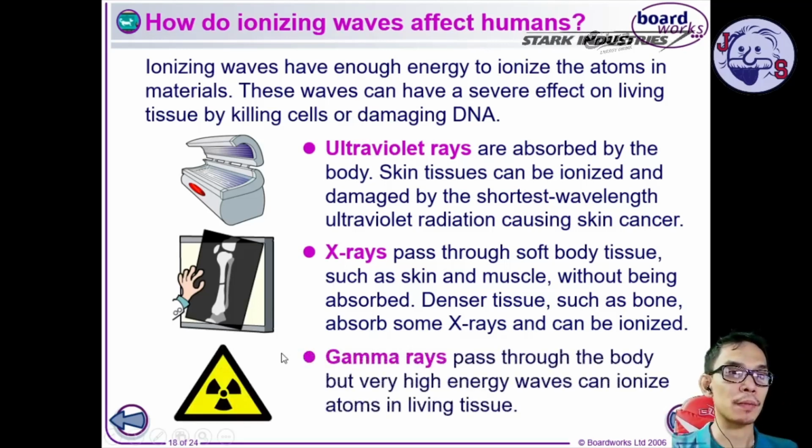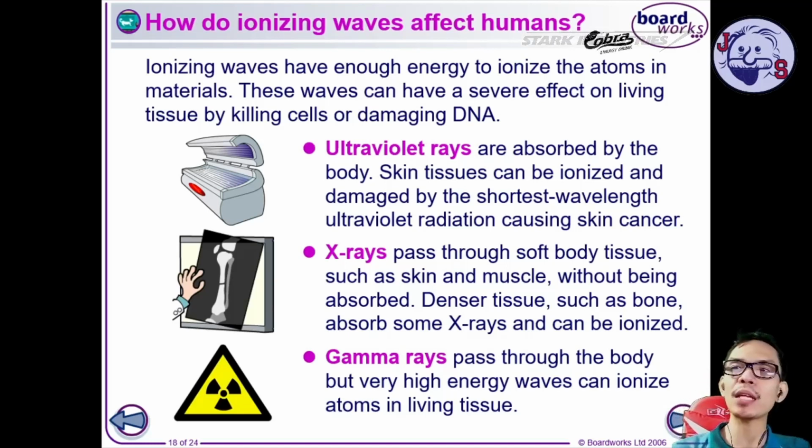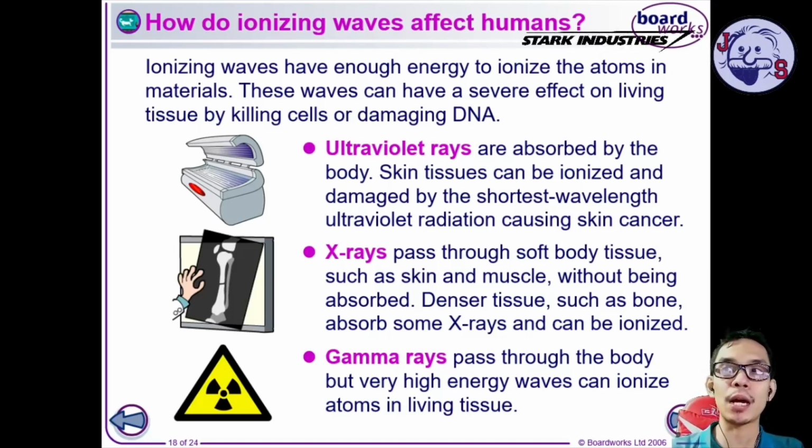Next one, we have gamma rays. Radioactive materials like uranium and radium emit gamma rays as they decay. Once you expose yourself to gamma rays in a short period of time, it can cause a lot of damage to the DNA. It can even kill tissues and cells inside your body.